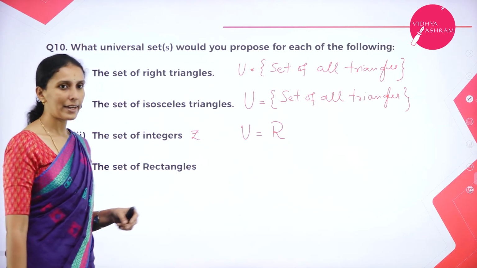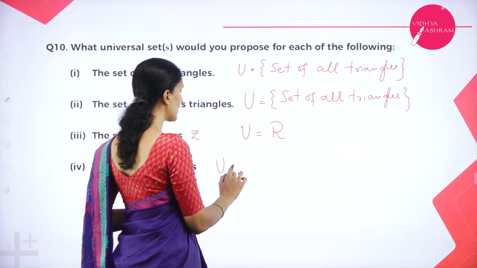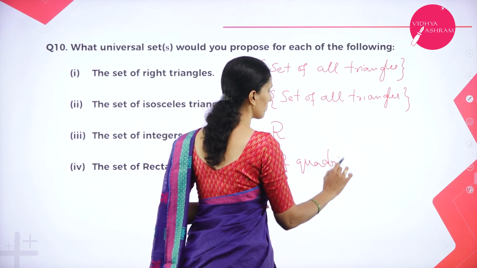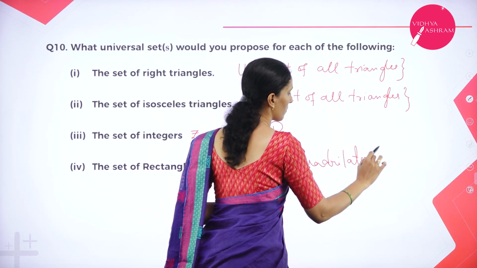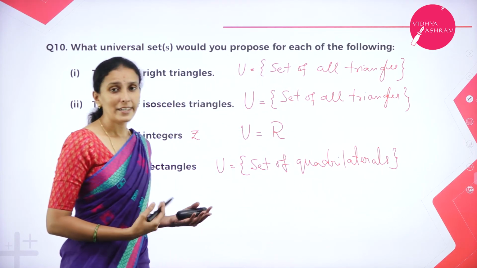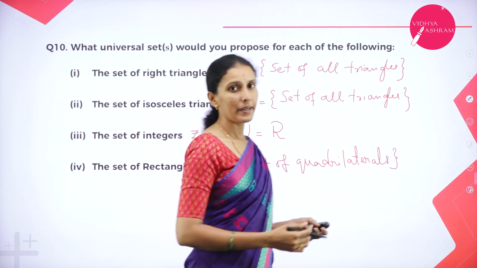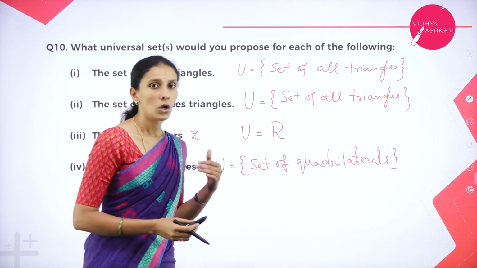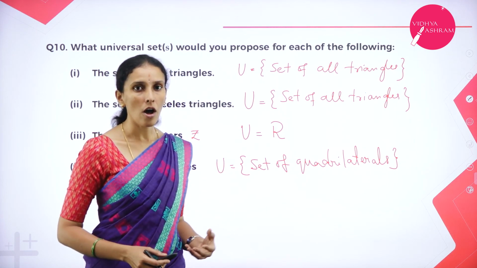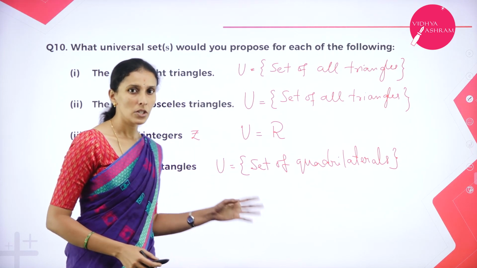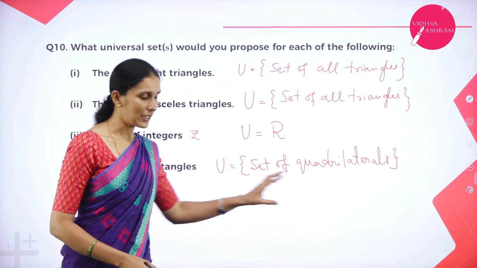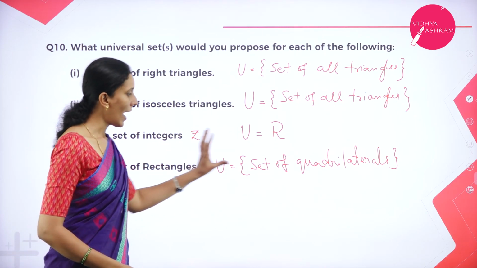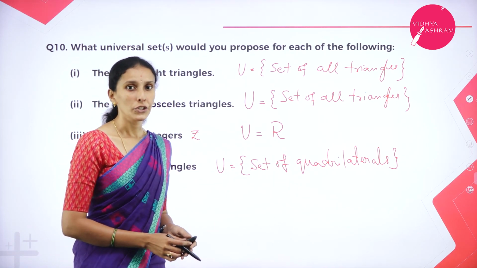Next, the set of rectangles. I can write the universal set as quadrilaterals, or I can write it as the set of plane figures. Because rectangles are contained in quadrilaterals, and quadrilaterals may include square, rhombus, trapezium, parallelogram. So it contains all four-sided figures, and rectangle is one among them. Therefore, for this set, I can take the set of quadrilaterals as the universal set.